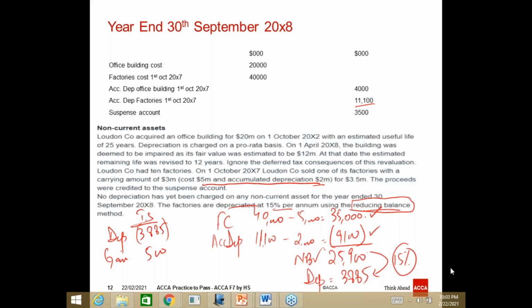Gain of 500. Do remember this point. The gain that we have recognized, that we have earned or realized, should not go in the OCI. In the OCI, at your level, there will be only revaluation gains, because these are unrealized gains. So unrealized gains can be reported in the OCI, but the realized gains will go in the P&L.